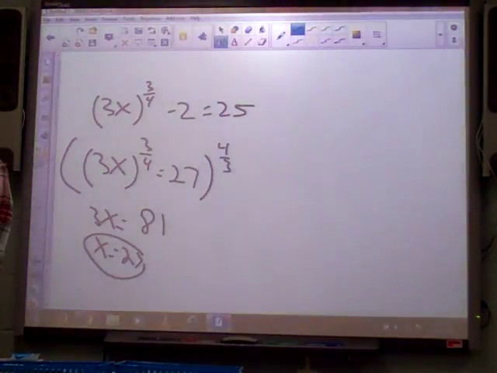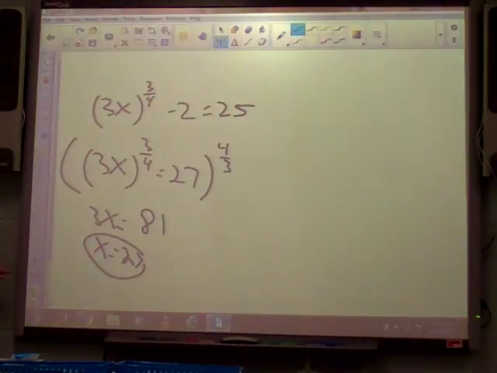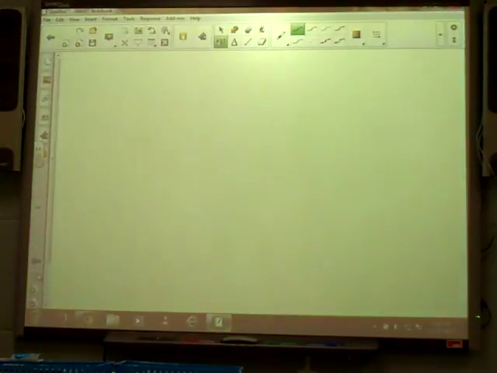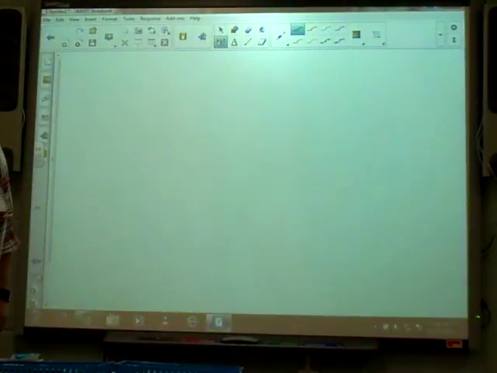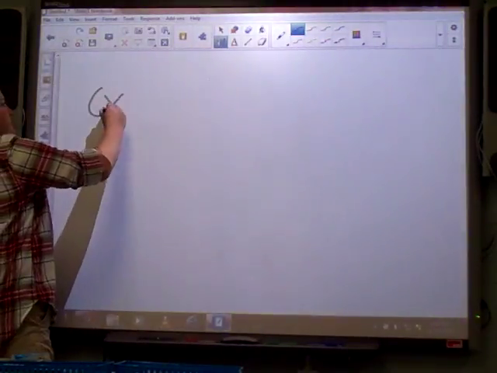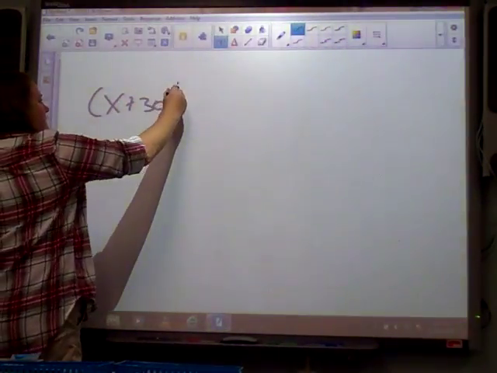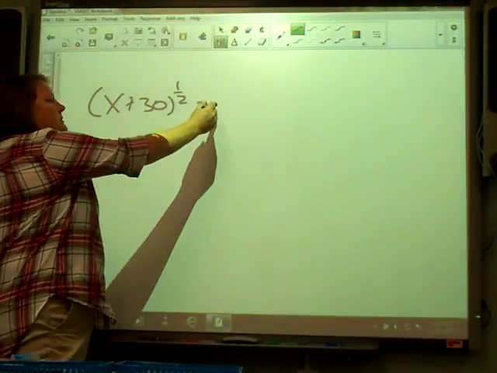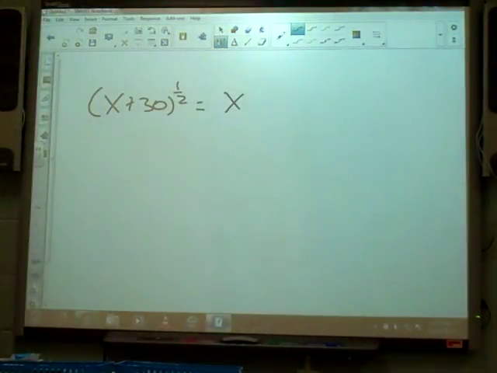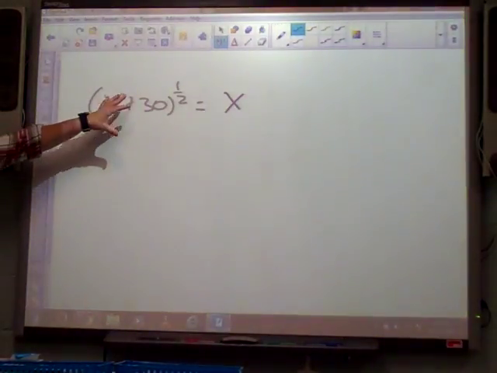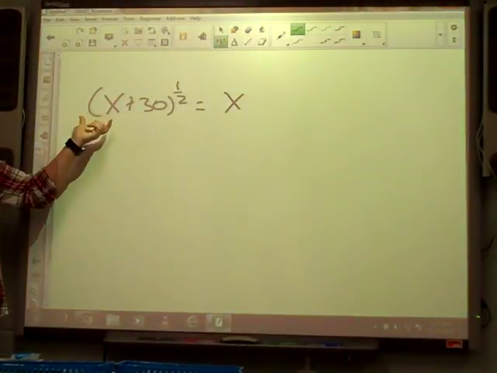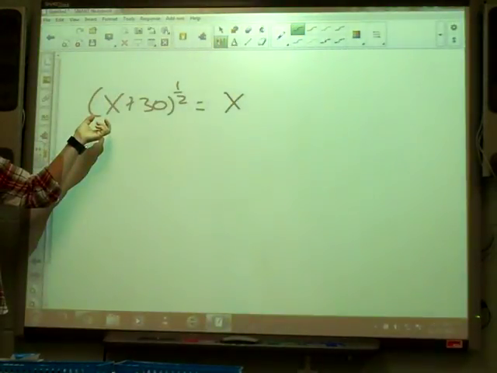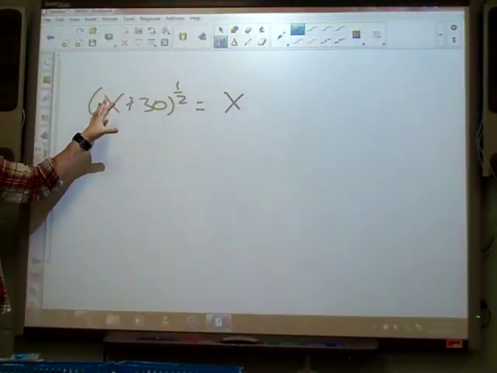All right, so let's look at one more of those. There's a little bit more to it this time. I've got x plus 30 to the 1/2 power is equal to x. So we've been getting rid of extra junk first. Here where I've got the 1/2 power, is there anything extra that's not in that parentheses with that stuff? No, so there's no extra junk.